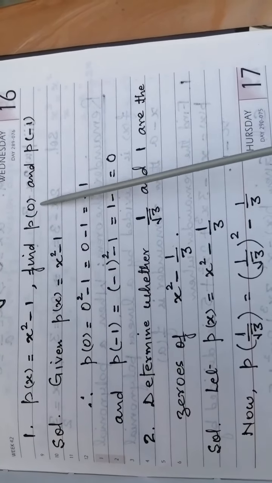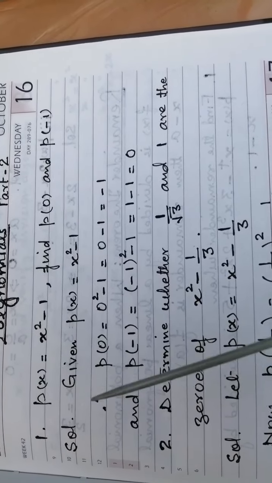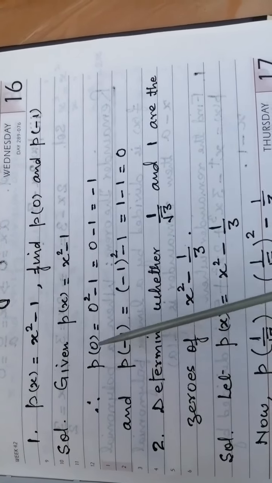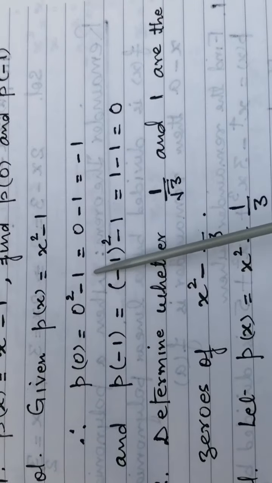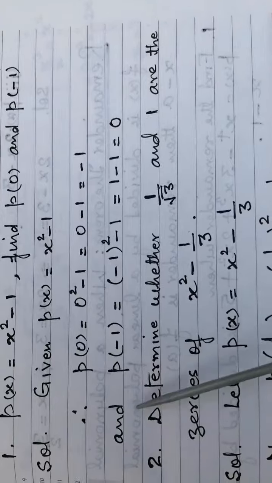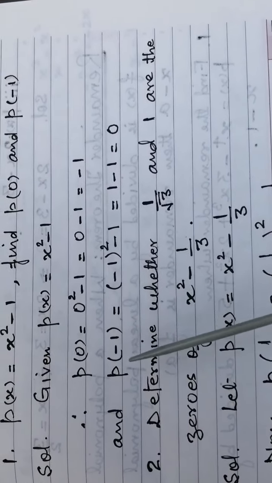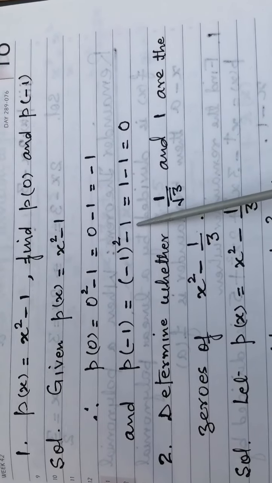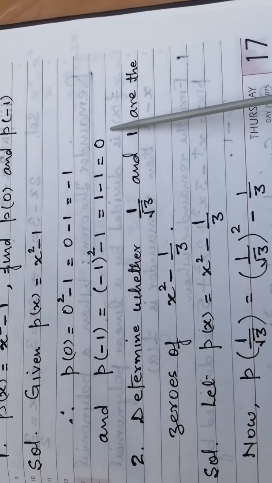Now p of 0 means wherever you are having x, you will put x equal to 0. So given p of x is equal to x square minus 1, therefore p of 0 will be, instead of x I will put 0 here. So square of 0 minus 1 is 0 minus 1, that is minus 1. And p of minus 1: now instead of x, the value I will put is minus 1. So square of minus 1 is what? 1. So 1 minus 1 is 0.